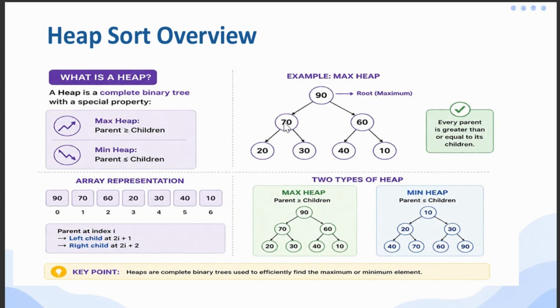Let me give you an example. You can see here, among 20, 30 and 70, the largest is 70. From 40, 10 and 60, the largest is 60, and from these two and this one, the largest is 90. So you can see in the max heap, every parent is greater than or equal to its children. Here in the equation you can see.